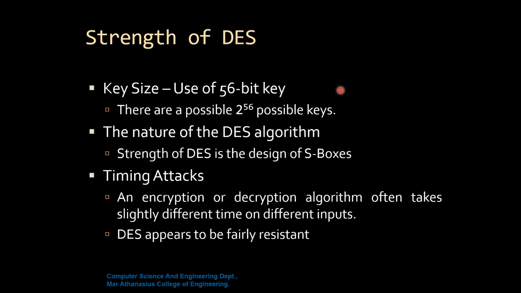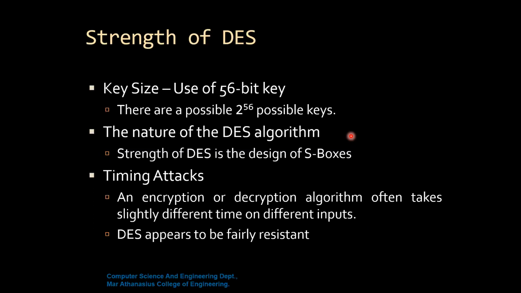The second one is the nature of the DES algorithm. The strength of the algorithm depends on its S boxes. Before giving the input to the S boxes, we XOR it with the key. The right half, after performing expansion permutation, is XORed with the key and given to the S box.